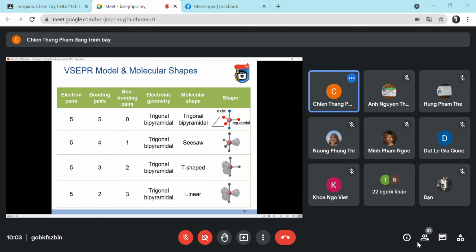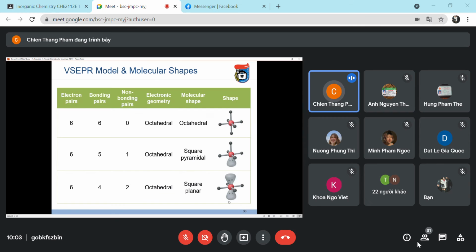Okay, and shifting to the next one, for the electron pair of 6, the basic molecular shape is octahedron. With 1 non-bonding pair, because here you have 6 equal positions, you can keep the non-bonding pair wherever you want. You can keep it down or up, left or right, in front or back. It depends on you. However, the molecular shape is square pyramidal. Imagine we erase or ignore this position here. So there is a square base here, and this one is the top of the square pyramid.